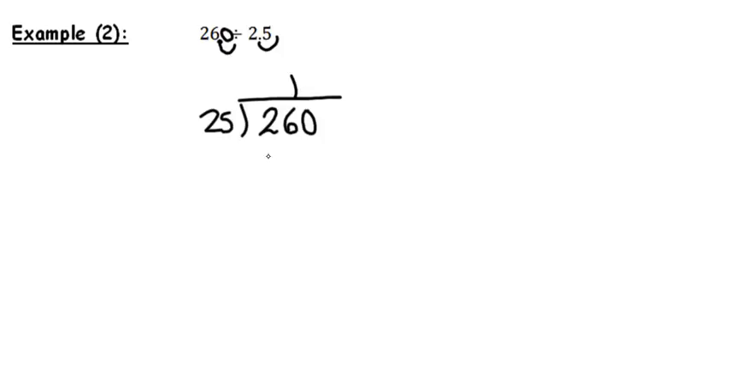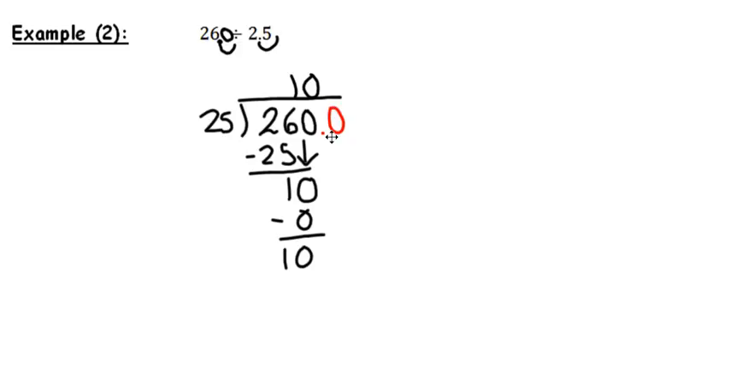1 times 25 is 25. Subtract, you get 1. Bring down the next digit. 25 does not fit into 10. So put a 0 in your quotient. 0 times 25 is 0. Subtract, you have 10. There is no other number to bring down, so you can put in a trailing 0.